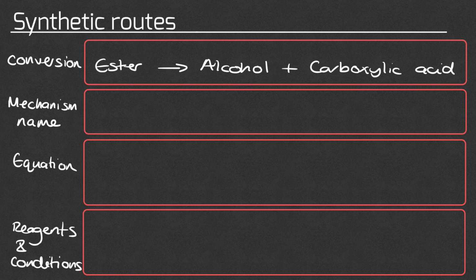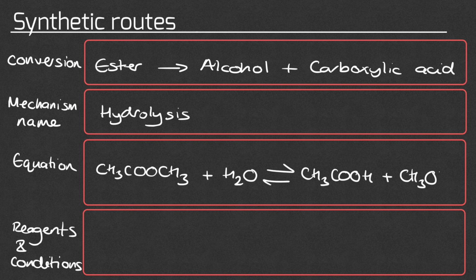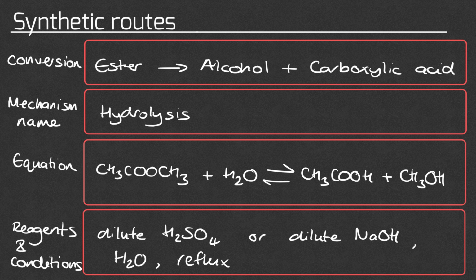For the conversion of an ester back into an alcohol and carboxylic acid, this is a hydrolysis reaction. An example equation would show an ester reacting with water to produce a carboxylic acid and an alcohol. The conditions for this reaction would be dilute sulfuric acid or dilute sodium hydroxide, depending on whether you're wanting to do acid or base hydrolysis, water, and reflux conditions.